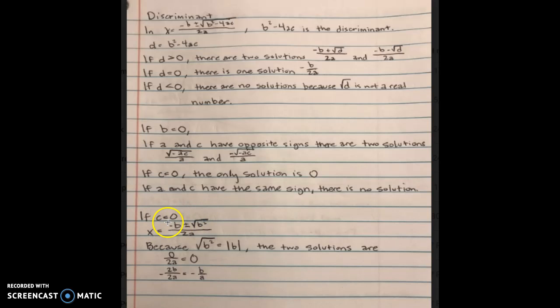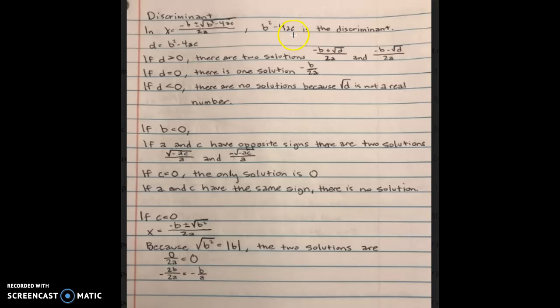If c is equal to 0, so now we're getting into different territory here, then x equals minus b plus or minus the square root of b squared, over 2a. And because the square root of b squared is equal to the absolute value of b, the two solutions are 0 over 2a, which is equal to 0, or 2 times b over 2 times a, and that's negative. And so our answer is negative b over a. Okay, so that discriminant can affect the outcome of the equation. So can b if b is equal to 0, and so can c if c is equal to 0.